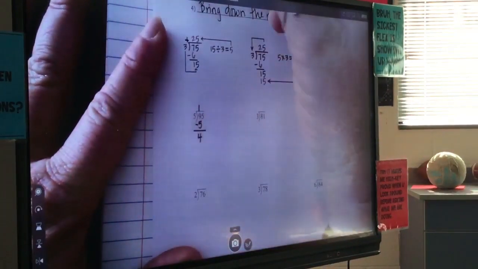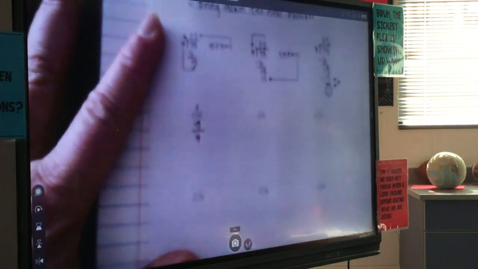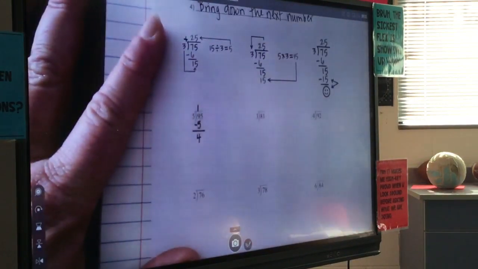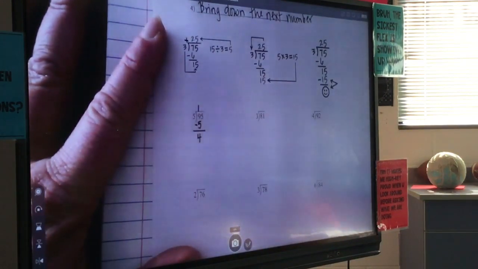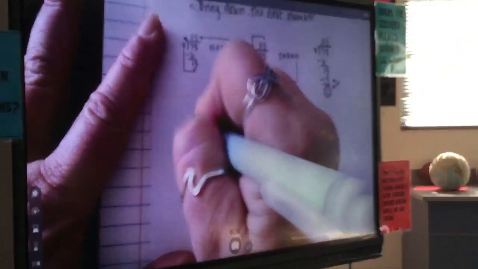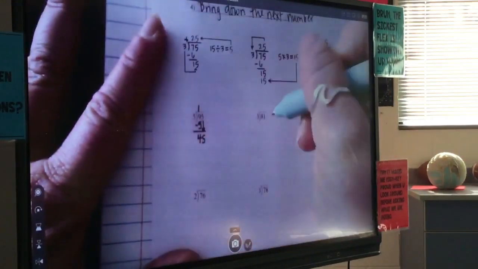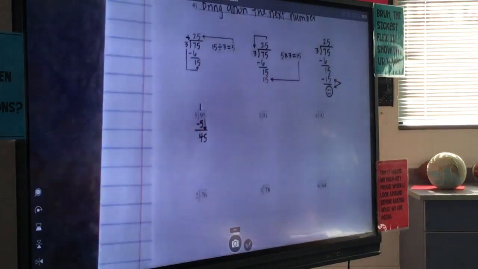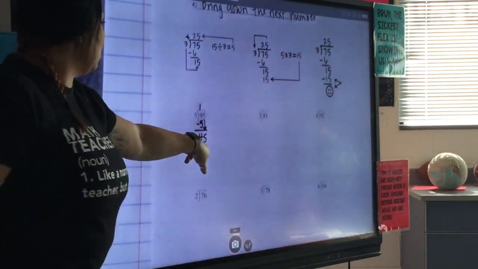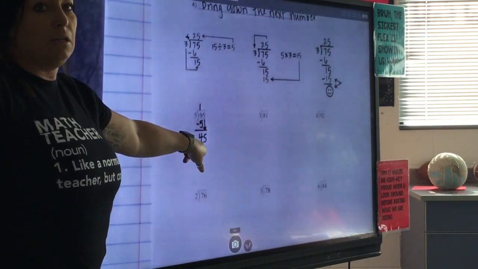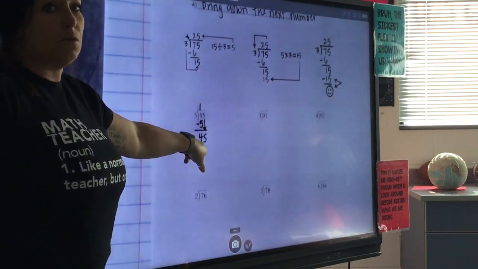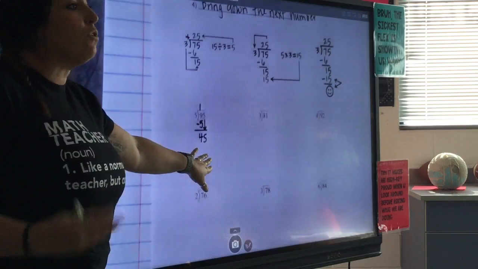So I've done step 1. I've done step 2. I've done step 3. What is step 4? Bring down. So I'm bringing down this 5. And I'm repeating. So how do I know that I'm going to repeat if this is 45? I mean, 5 can go into 45, correct?